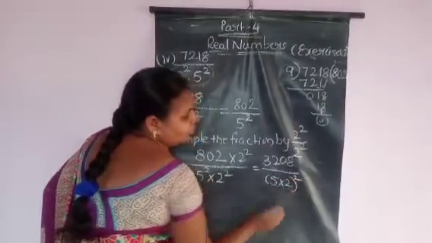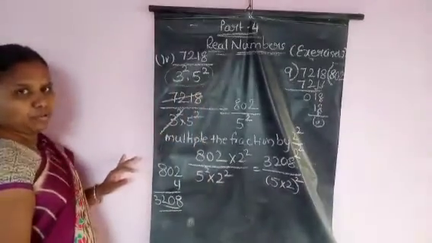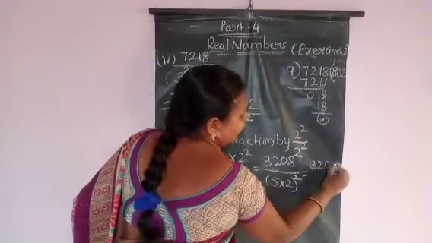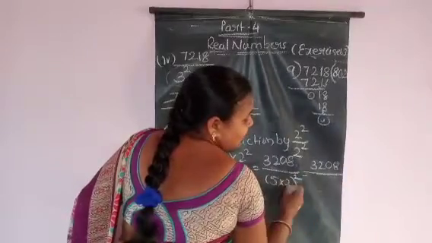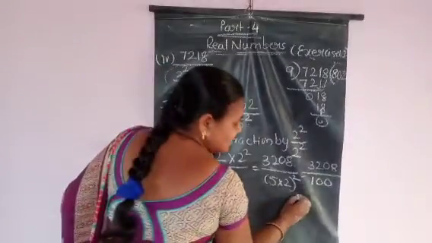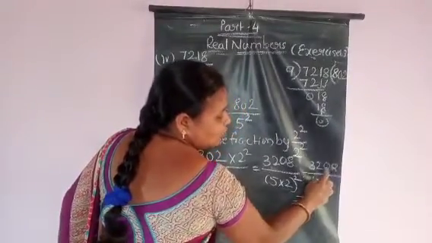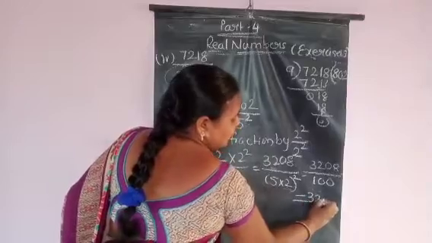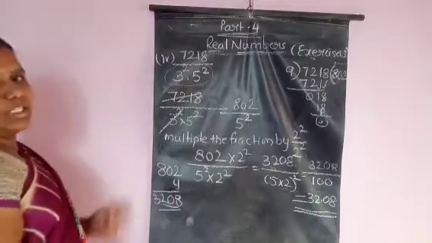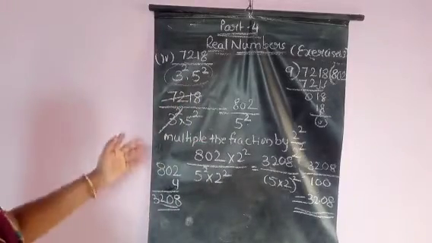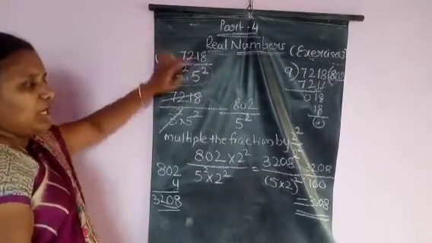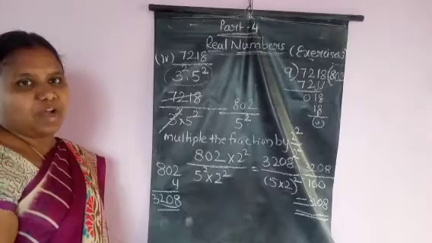So 5 into 2 whole to the power of 2 is equal to 3208 by 10 squared, which means 100. To convert this into decimal, 100 means 2 zeros. So it is 32.08. This is the decimal form of the given P by Q. The given is P by Q and we have converted it into decimal form.